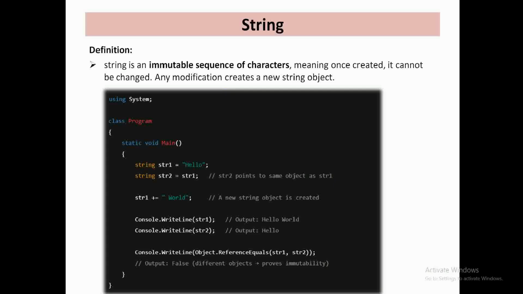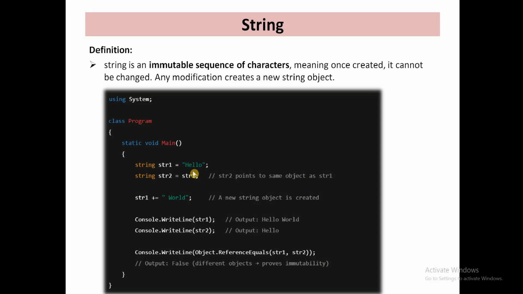If we assign a value to a string, it will create an object for that particular value, and if we want to insert a new value with concatenation, it will create a new object and not use the earlier object. So this is the main thing about string. It always creates a new string object every time. If we concatenate a value into the string, it always creates a new one.